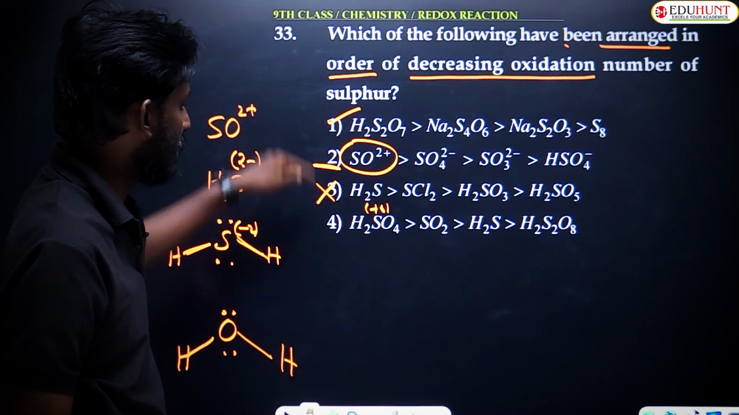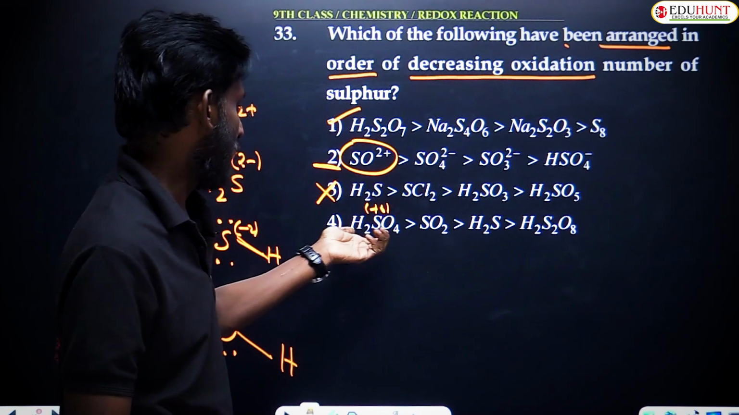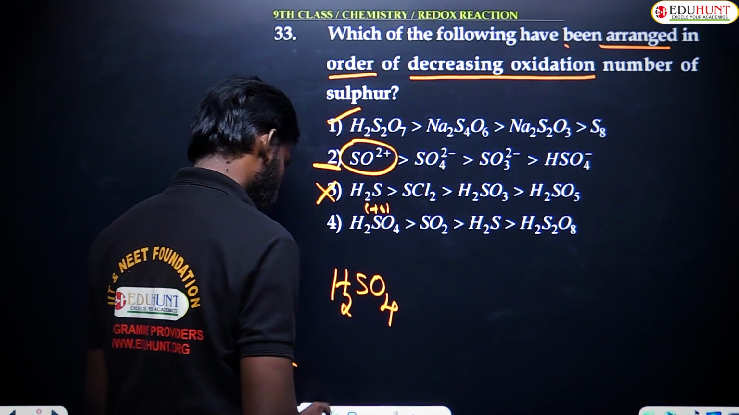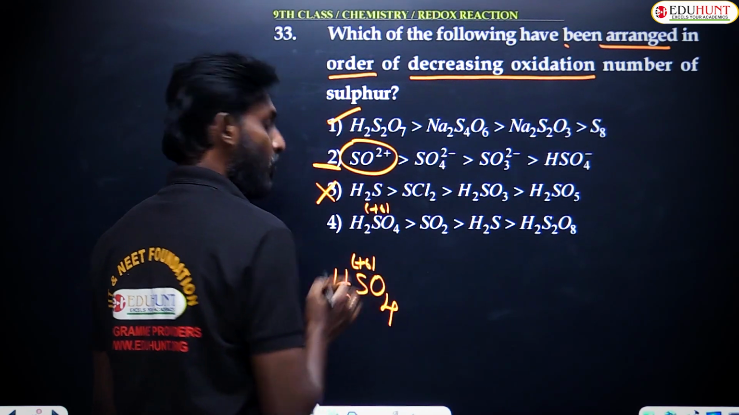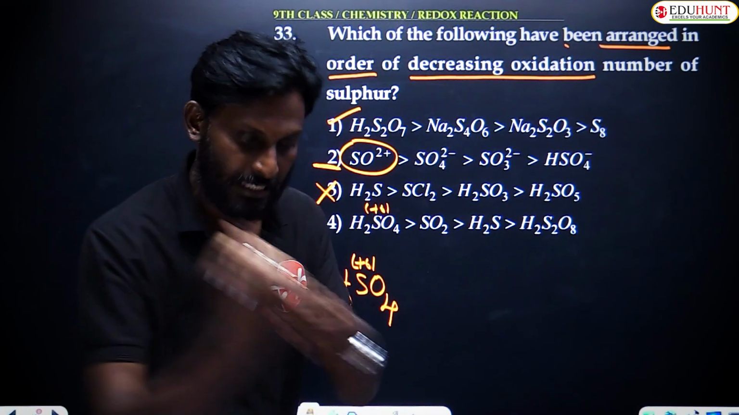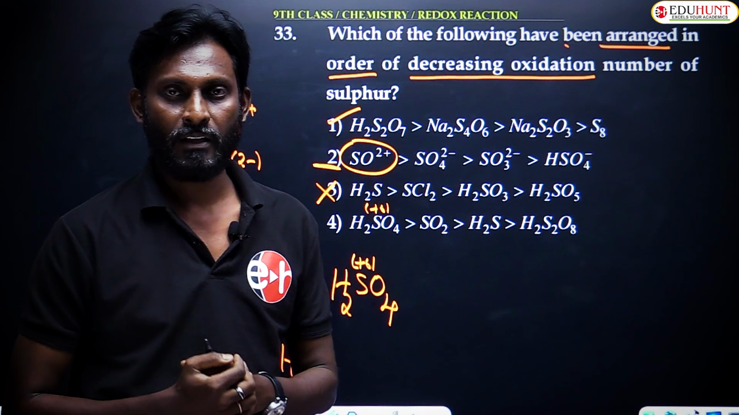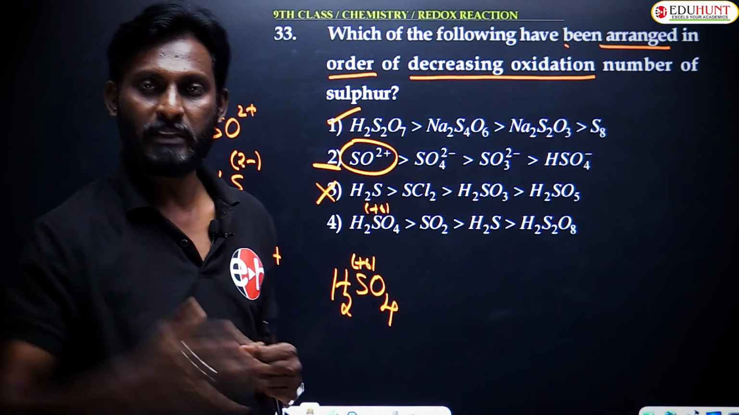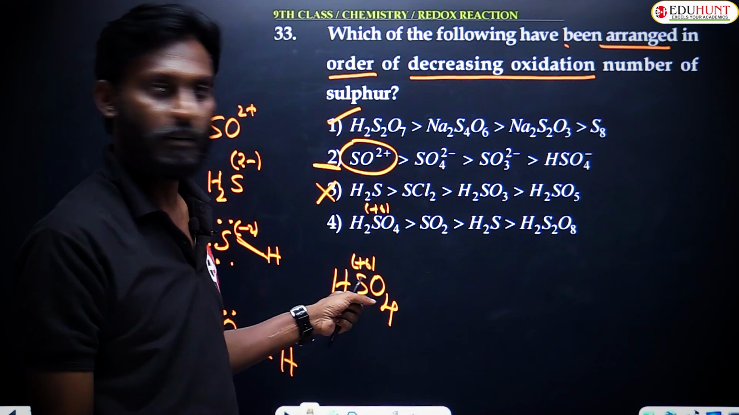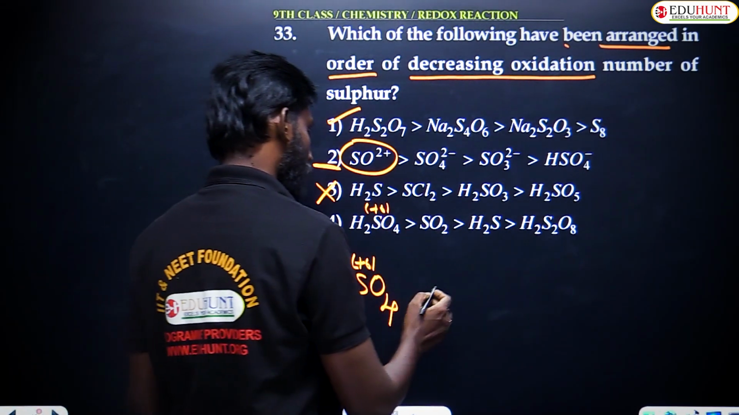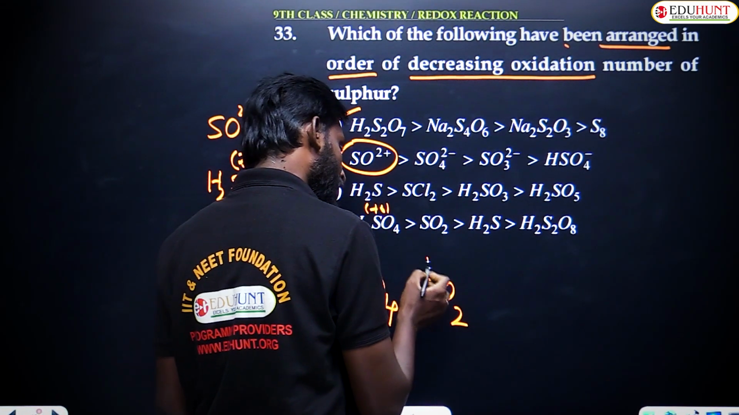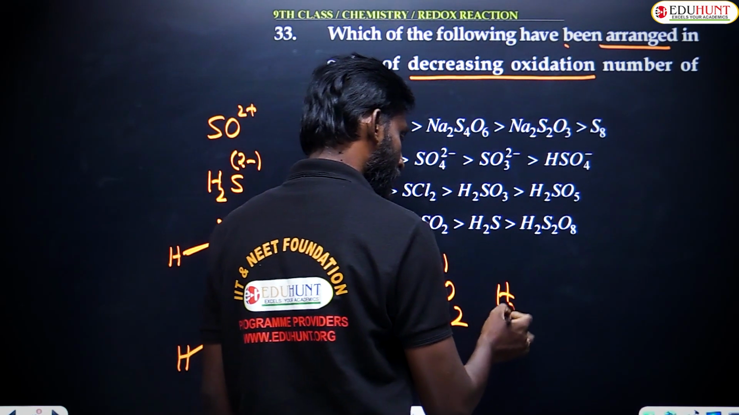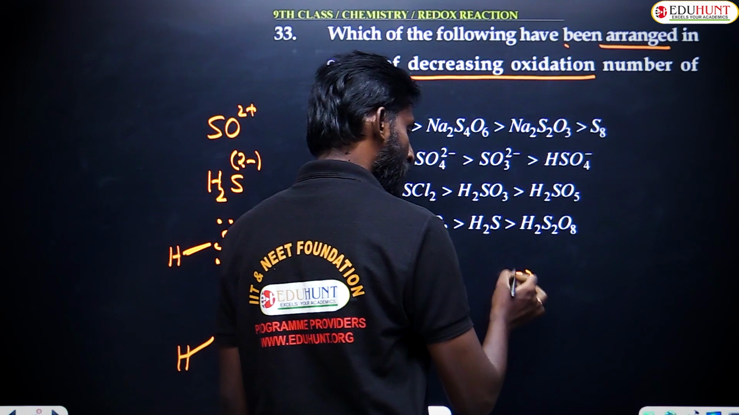Let's think about the first and fourth options. Here, H2SO4, sulfur is in plus 6 state. We want the decreasing oxidation state. The oxidation states of the central atom in the decreasing order, that means highest to the lowest. Highest is the plus 6. Next, in SO2, it is very easy. Sulfur is in plus 4 state. In H2S, sulfur is in minus 2 state.